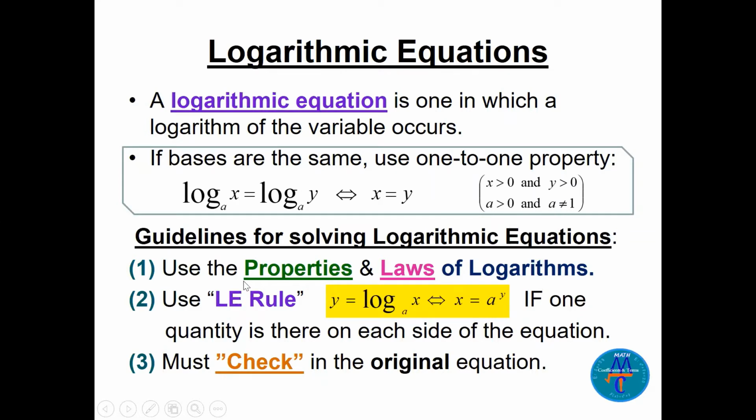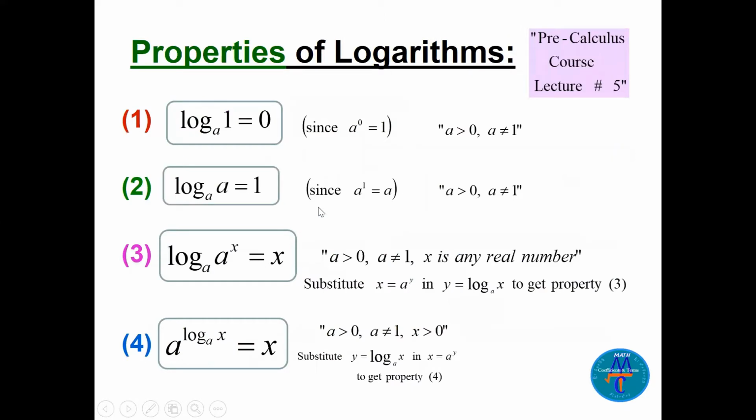There are 3 nice important guidelines for solving logarithmic equations. You can use the properties anytime in the questions. You can use laws of logarithms. You can use the LE rule, where we change from log to exponential and vice versa. You must check in the original equation. When you get the x, it's not enough to leave the answer as is, because here we have to make sure that the argument is positive.